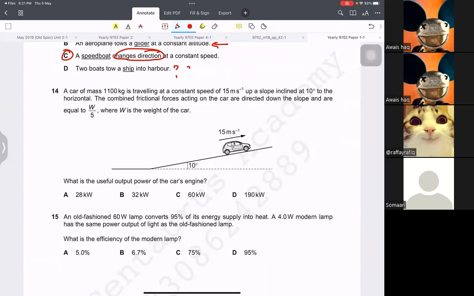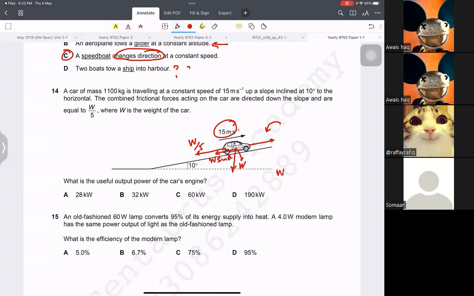A car of mass 1100 kg is traveling at constant speed up a slope inclined at 10 degrees. The combined friction forces acting on the car, directed down the slope, are equal to W over 5, where W is the weight of the car. What is the useful power output? Constant velocity means that the forces here are balanced. So this is the weight. The weight's component here would be W sine theta, and the friction forces are W over 5.